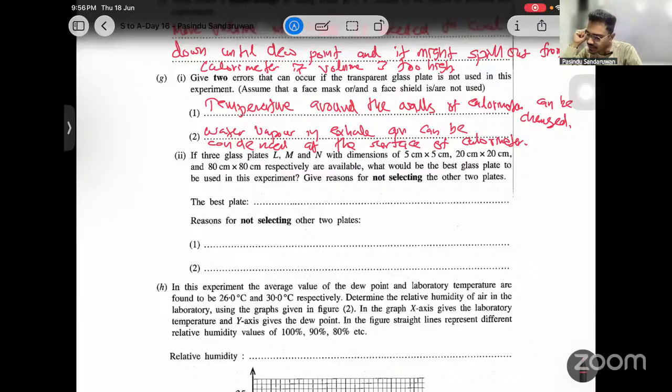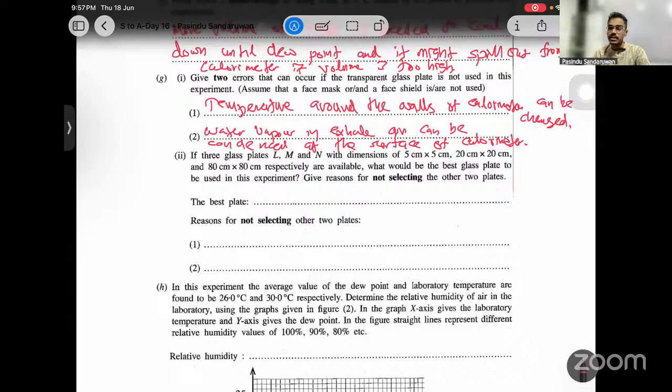Next, if three glass plates L, M and N with dimensions of 5 by 5, 20 by 20, and 80 by 80, respectively, are available, what would be the best glass plate to be used in the experiment? Give reasons for not selecting the other two plates. Think of the dimensions. 5 by 5 is a very small one. That would not be enough to stop the exhaled air. And 20 by 20 is ideal.